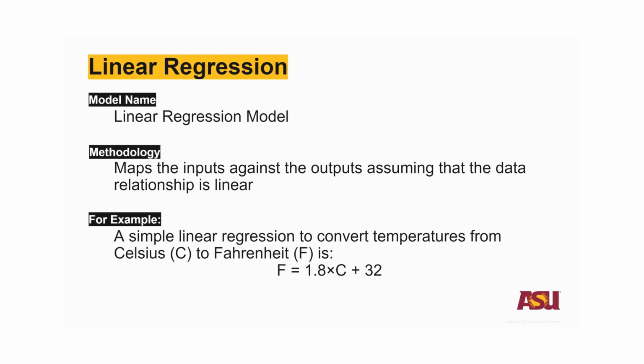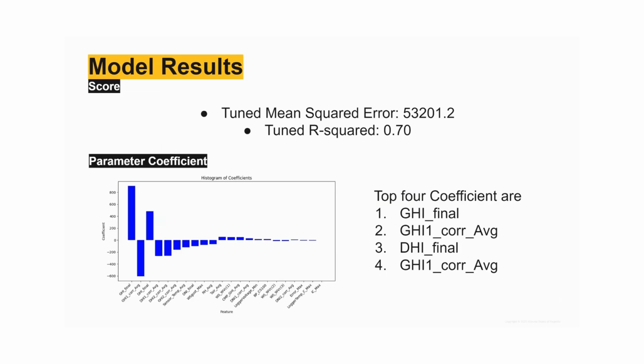And similarly here, instead of having one feature, we have multiple features based on the number of inputs which we take into account. So as you can see in the parameter coefficient chart, we have a number of features available. All of these were trained in the linear regression model, and for all of these features, we have this coefficient value which has been presented in this histogram.